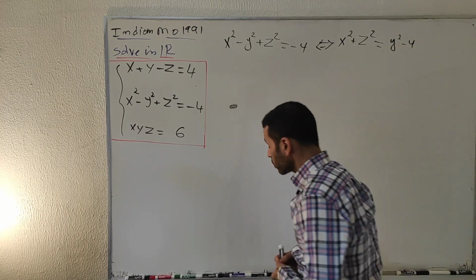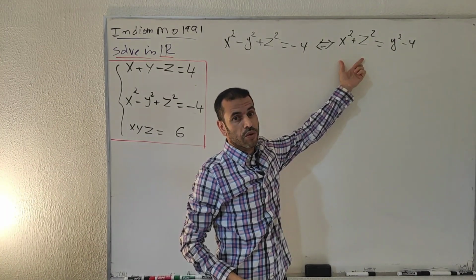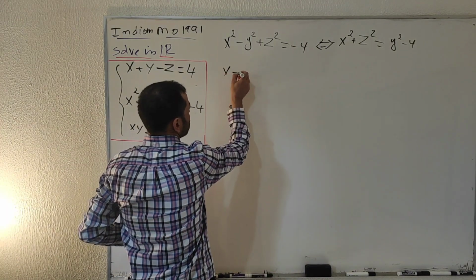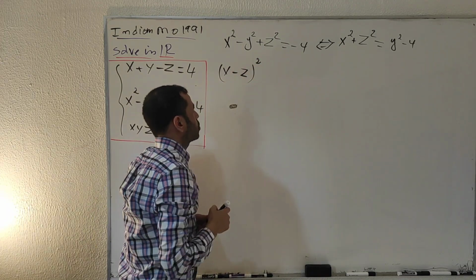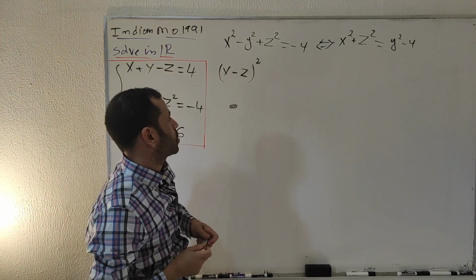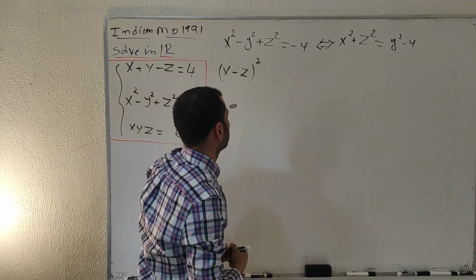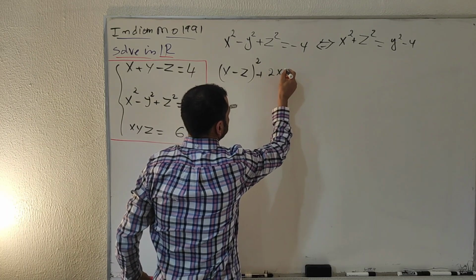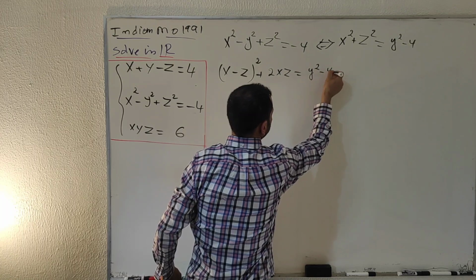The left hand side of this equation is an incomplete square, so we are going to complete this square. I can write it as x minus z squared. If I distribute, this gives us x squared plus z squared minus 2xz. We don't have minus 2xz, so we need to add that. We'll have plus 2xz, so this equals y squared minus 4.